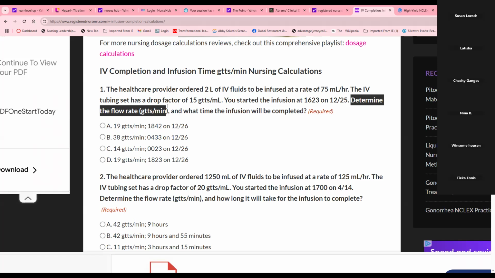So in order for you to know that time, what do you need to know? The time it started. Great. You need to know the volume and you need to know the rate. Okay. If you don't have those two things, you can't determine anything else. You have 2,000 mLs here. It's running at 75 an hour. That's going to tell you how long it's going to run for.